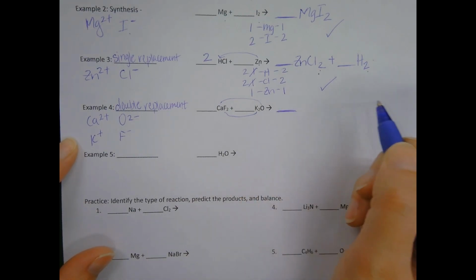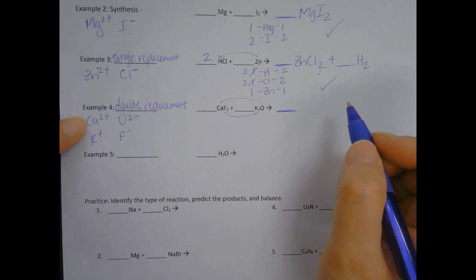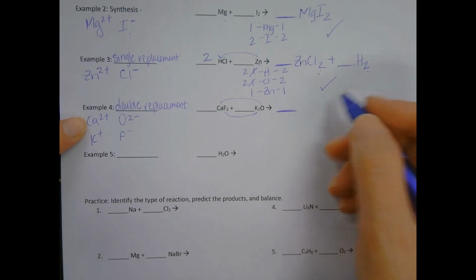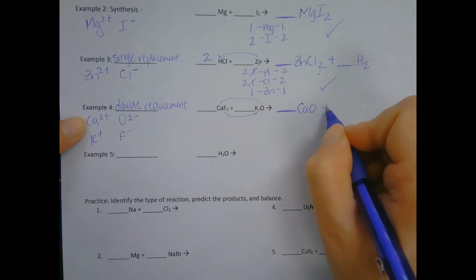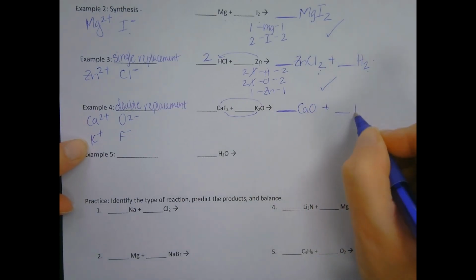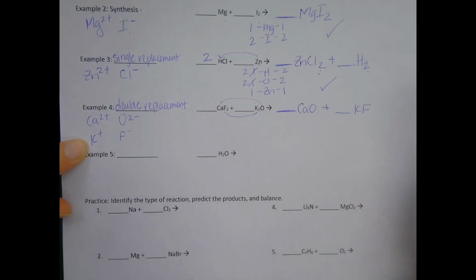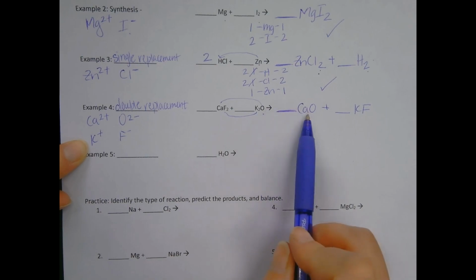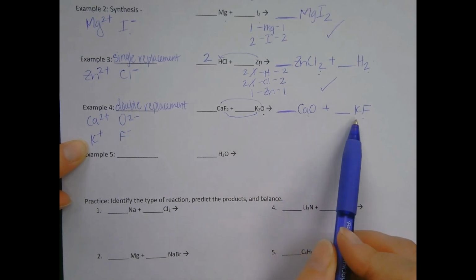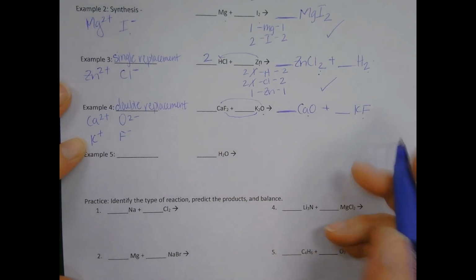So my first one, I'm going to crisscross Ca2+ and O2-. Well, that's a 1-to-1 ratio. So it's just CaO. Plus, I have another 1-to-1 ratio, KF. So that way we can see that we have a compound and a compound, a compound and a compound, but they switched places. Now that we have our products, we can balance.